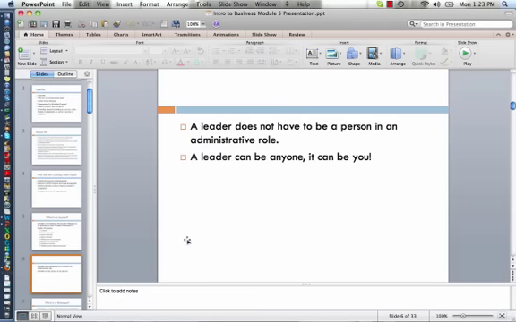And what I wanted to point out is that a leader does not have to be a person in an administrative role. A leader can be anybody. It can be you. So even if you're not in a management role, you can make yourself a leader in order to help make a difference.